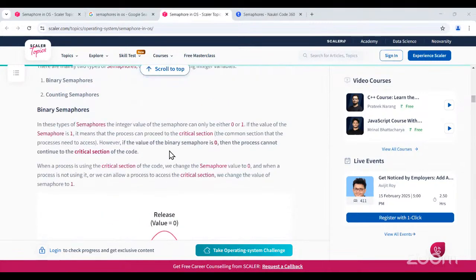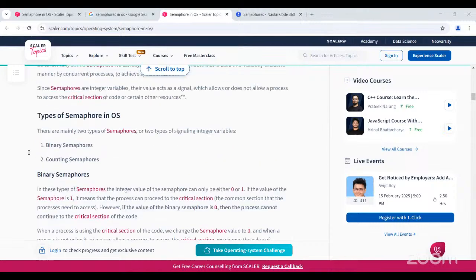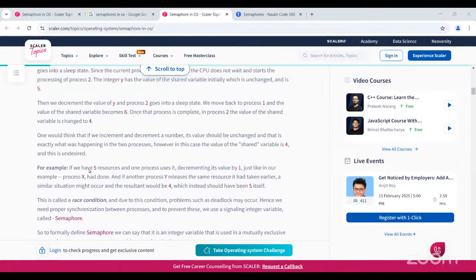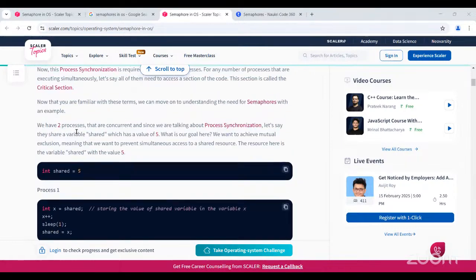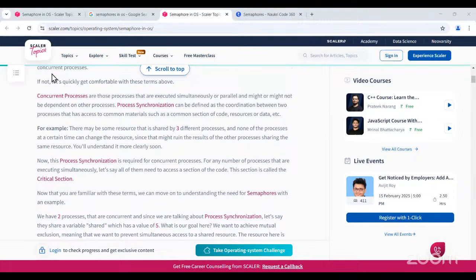So there are two types of semaphores, binary semaphores and counting semaphores. By using semaphores, we can access the critical section of the common resource. That is the meaning of the semaphore.